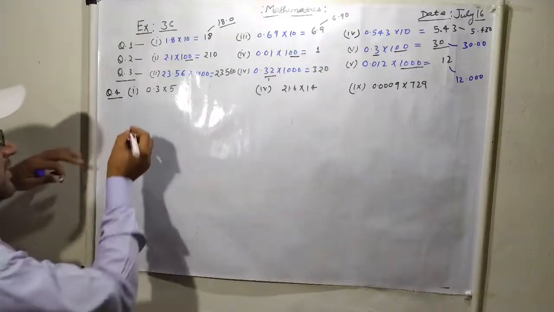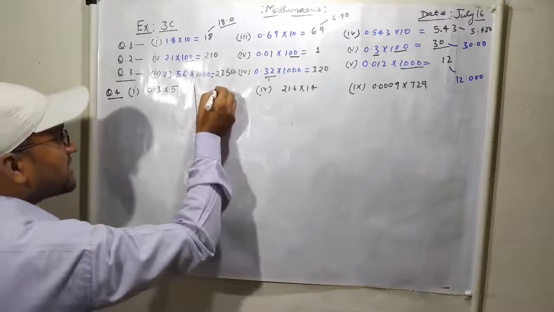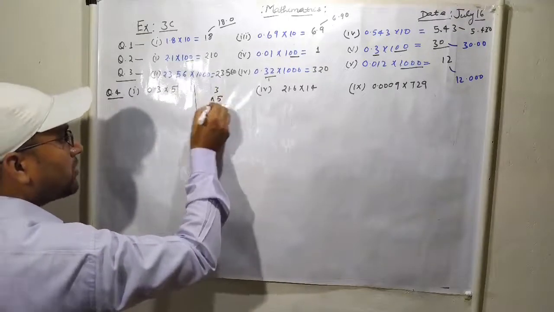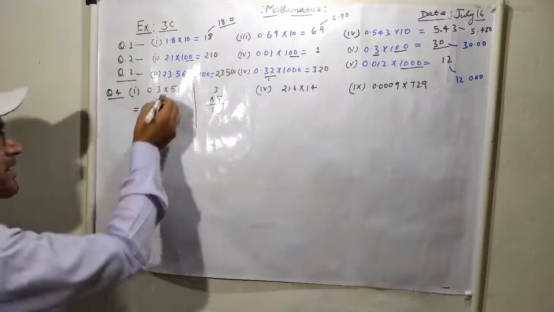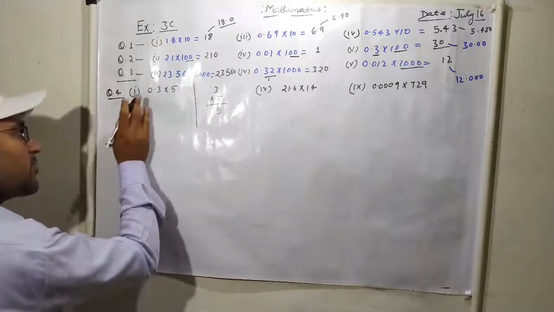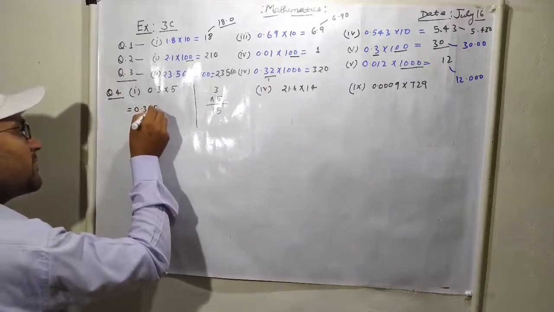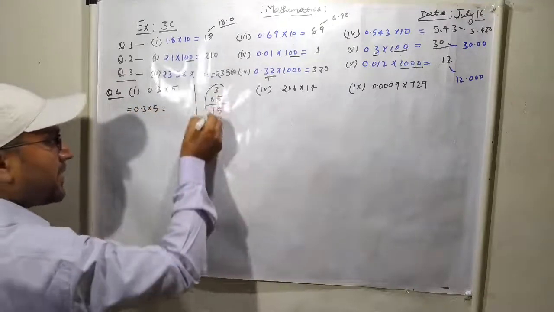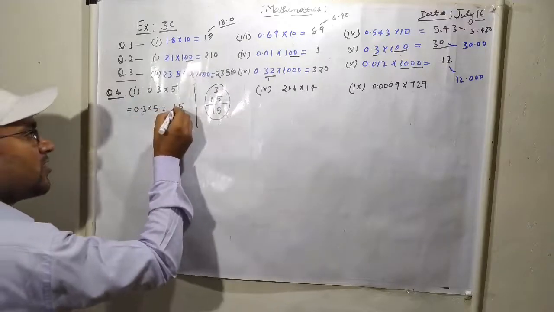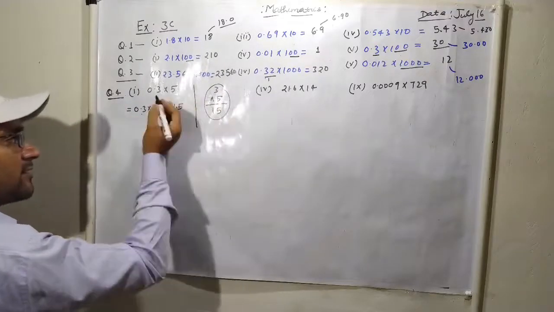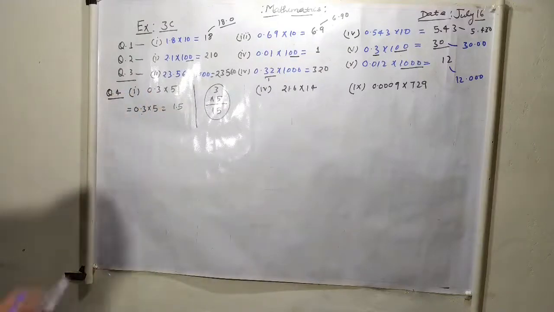Okay, so very easy. In this one, 0.3 I will take as 3 multiplied by 5. What will you get? You will get 15. So the product of 0.3 multiplied by 5: the product of 3 and 5 is 15, so you will write 15 here. There is 1 decimal place. Count one number from the right side and put the point. So your answer is 1.5.